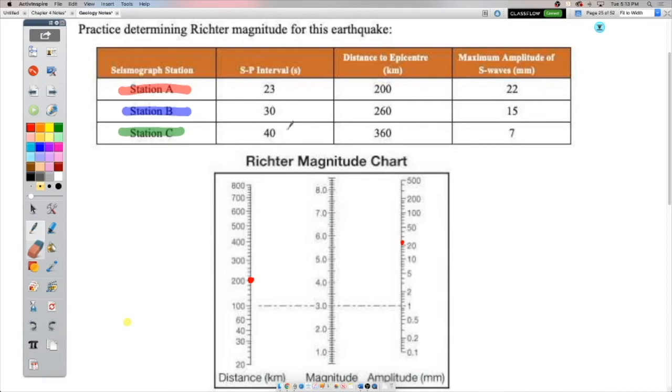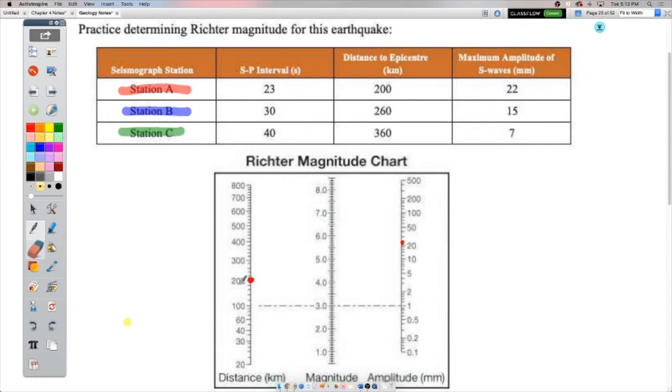SP time interval is basically a way of saying how far away you are from it. Of course, the distance is actually here, so you could just use that too. But the shorter the SP interval, the closer you are to the earthquake. Okay. Back to it. Station B, their SP time interval was 30 seconds, which they calculated to mean they were 260 kilometers away from the epicenter.